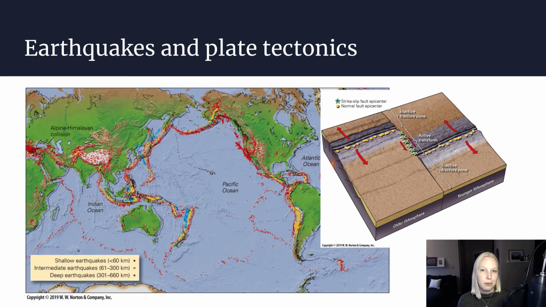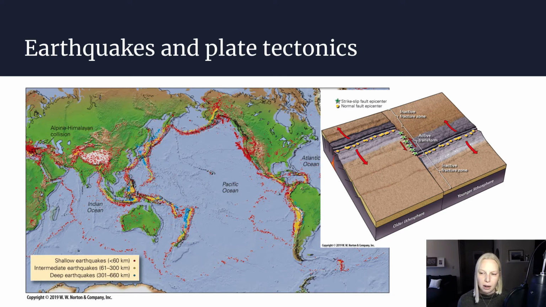You might remember from our previous discussion about plate tectonics that earthquake locations help us identify where plate boundaries are. Earthquakes don't happen everywhere. They happen in pretty specific locations, and they're most common at plate boundaries, although they do happen within plate interiors as well, and we'll talk about why that is. But at plate boundaries, you'll see lots of earthquake events occurring.